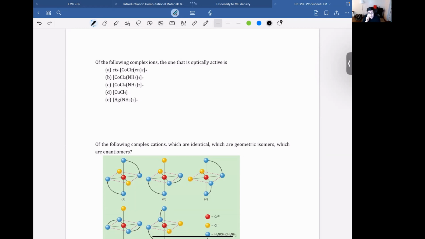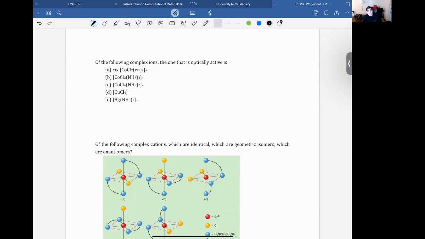So that's one. The next thing is if it is a tetrahedral complex, all of the ligands have to be different. Otherwise, it's not optically active. So those of you who take OChem, you'll see a very similar thing, carbon stereocenters. But that's one rule. And then for octahedral, there's a few ways you can check if something is optically active.